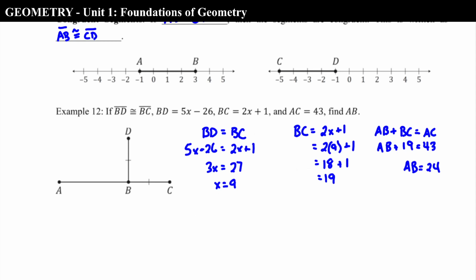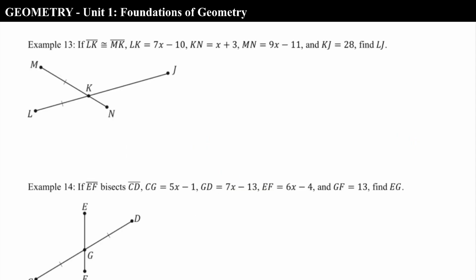Okay, let's move on to an example that's got a little bit more to it. If segment LK is congruent to segment MK, so LK and MK both indicated by these tick marks, and we know the length of LK in these terms, so LK is here. We know that the length of KN, which is this short piece, is x plus 3. MN, the length of this whole piece, is 9x minus 11. And we know what KJ is. We are tasked with finding what LJ is.